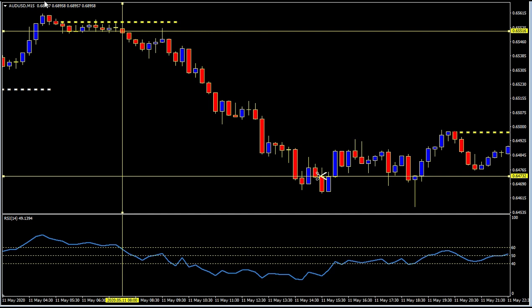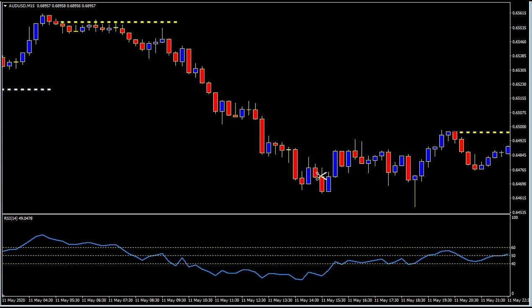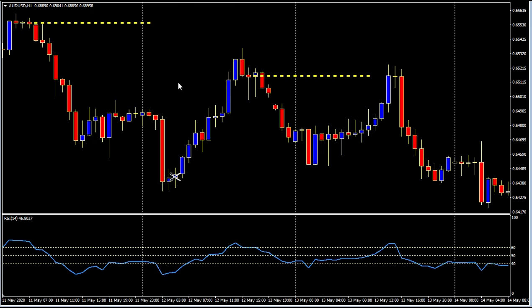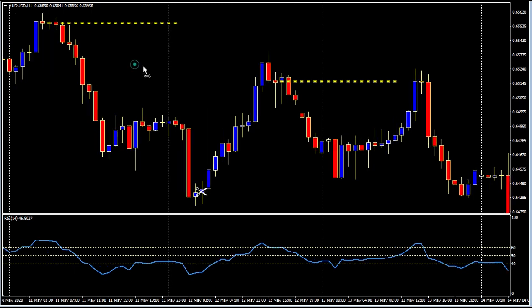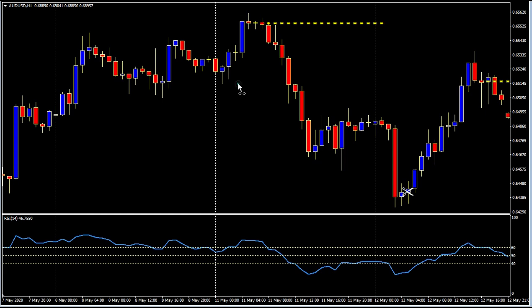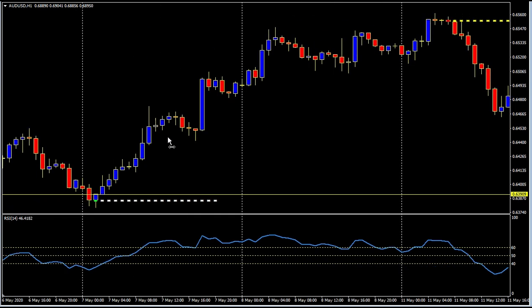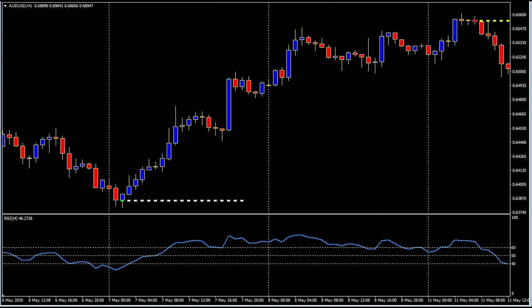So this is how you trade on the 15 minutes. Now let's change it to 1 hour and have a look how it is. Let's get rid of all the lines. Go to 1 hour. There it is, 1 hour. Okay. And you want to start from here. You get the crossover here.